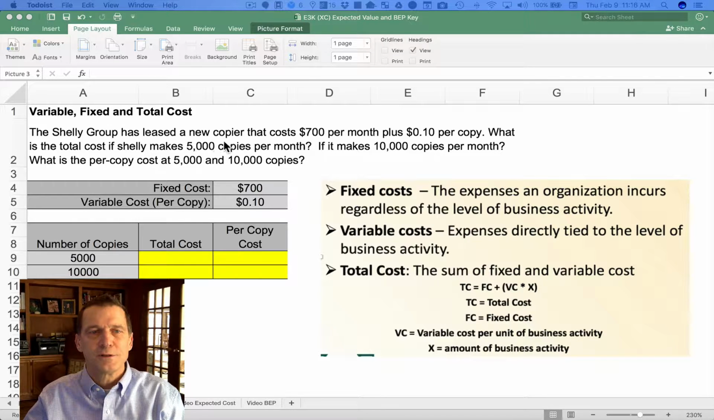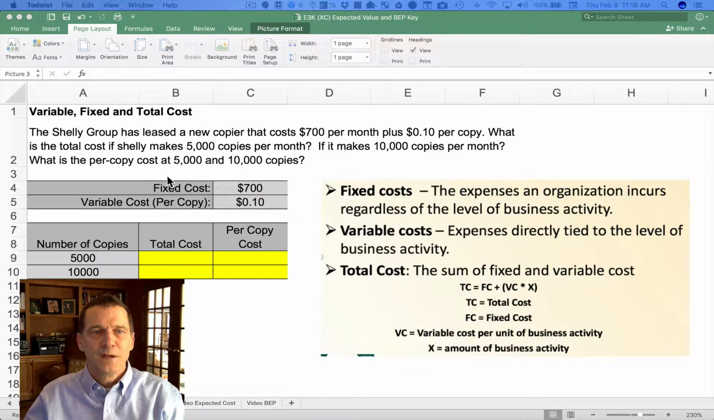So the Shelley Group has leased a new copier that costs $700 per month. Fixed cost, right? It costs $700 per month for their lease. And they also have to pay 10 cents per copy. So they pay $700 to have the machine available to them in their facility, and they pay 10 cents every time they use it. What is the total cost if Shelley makes 5,000 copies per month? And what is the total cost if Shelley makes 10,000 copies per month?